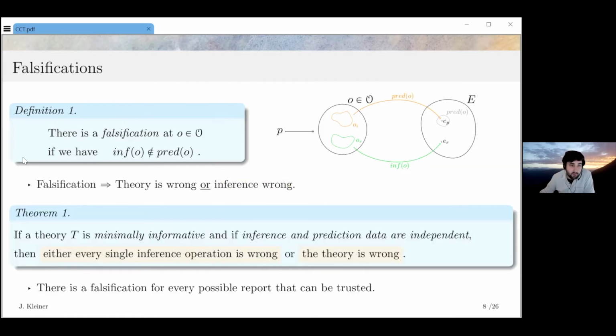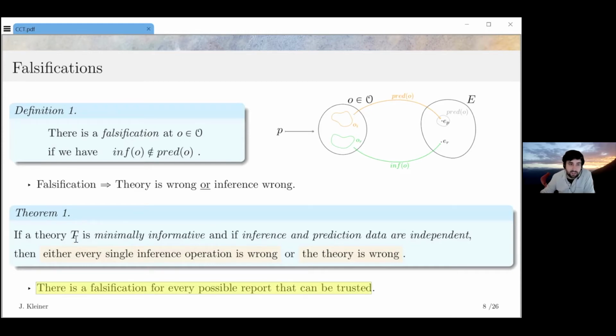But what we then show in this publication is that two assumptions, which I'll introduce on the next slide, have a rather strong implication. The assumptions being this one and this one, we'll talk about that in a minute. They imply that either every single inference operation is wrong, so for all data sets you do the wrong inference, or the second case obtains, namely the theory is wrong. So the theorem tells you there's a falsification for every report that you think can be trusted.